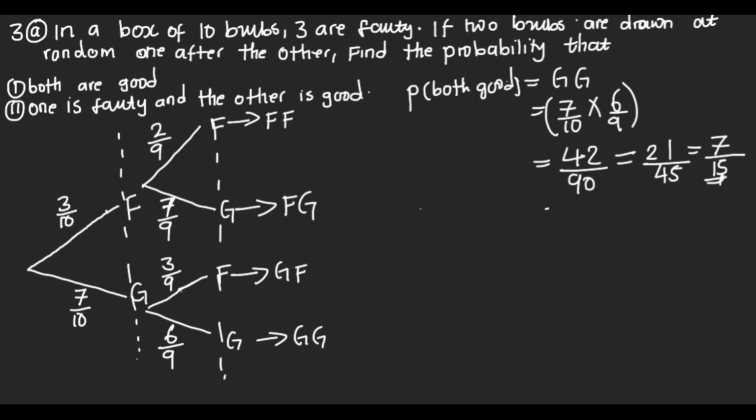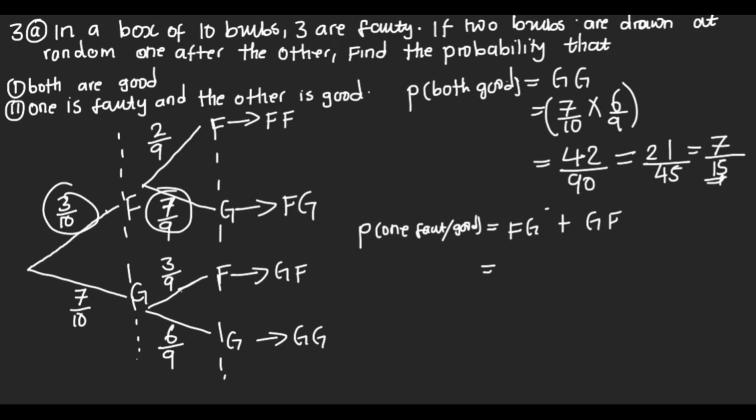Now we have one is fort and the other is good. So here we need to find where we have different letters. So probability of 1 fort, then good also. So we are going to get FG plus GF. So FG is this one. So it's 3 over 10 times 7 over 9 plus GF is this one.